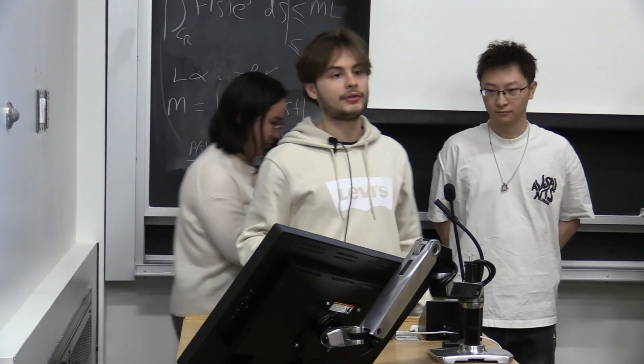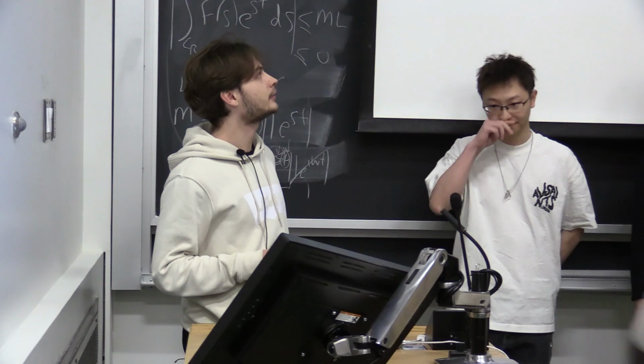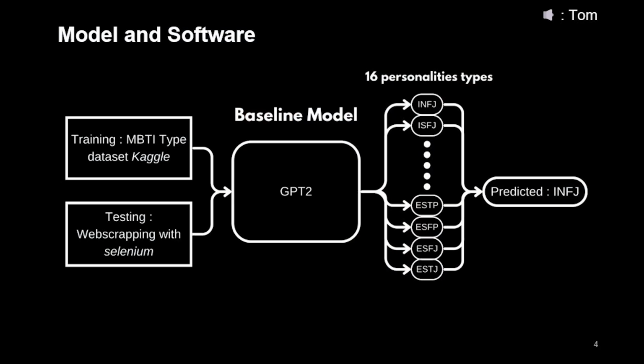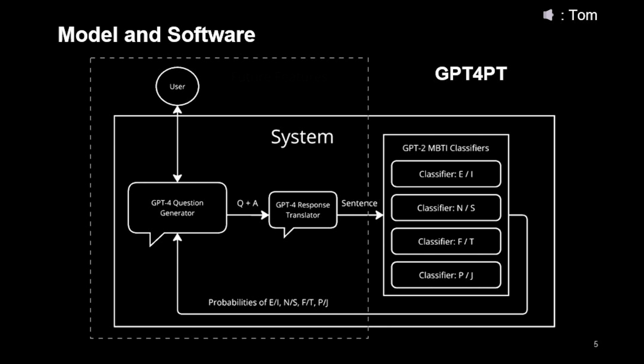To benchmark the methods that we applied to classify the MBTI types, we used the standard GPT-2 model with a linear head on top for the 16 personality types from MBTI. For training, we used the Kaggle dataset that Fatin presented, and for testing the web scraped data using the Selenium library. And so this is the main system that we put in place.